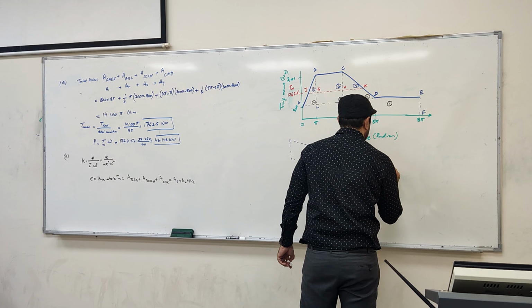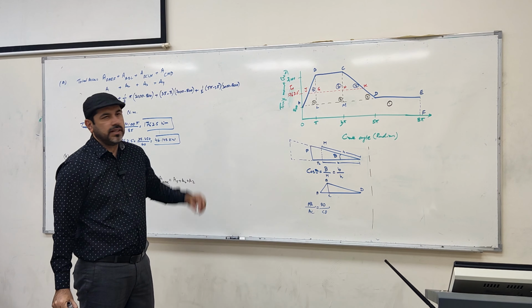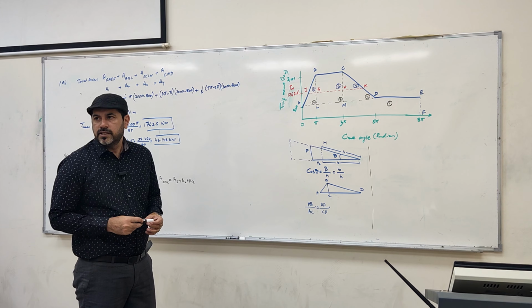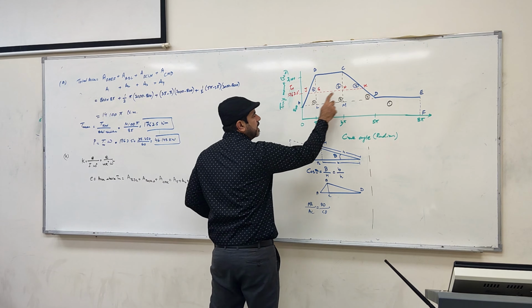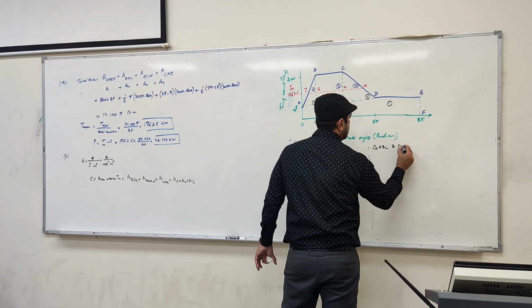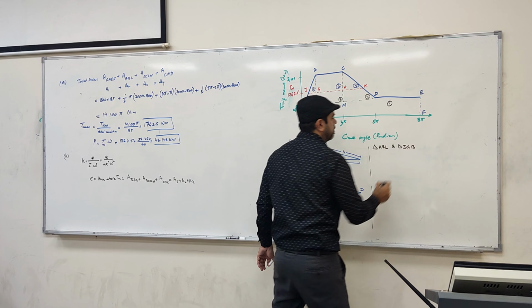So based on this, we need to find out the value of JG and HK. Let's start with the first one. Let's consider the triangle ABL and triangle JGB.